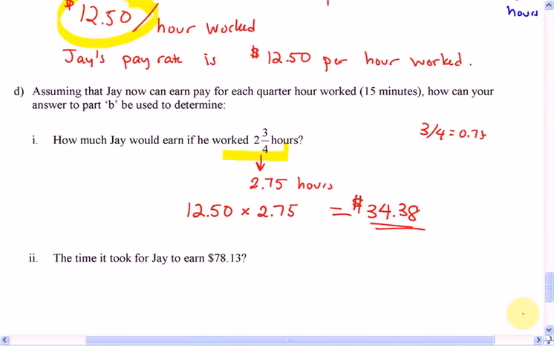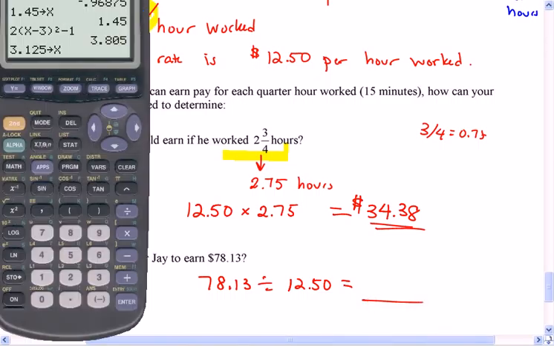Cool. What about the next one then? The time it took Jay to earn 78.13. How would you calculate that? Divide it by the 12.5. Yay! All right. Grade 10s, go. And by the time you come back, I'll give you the answer.